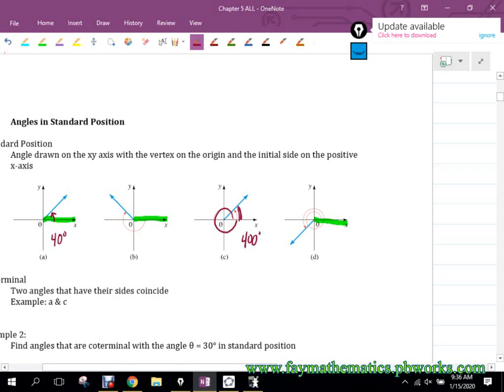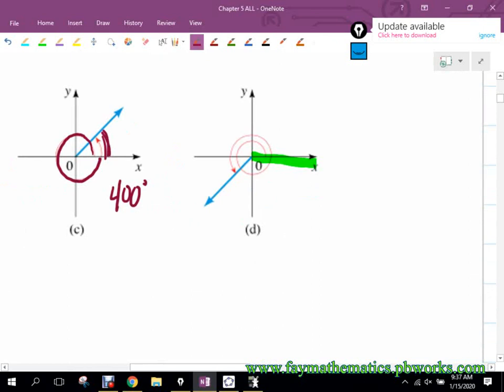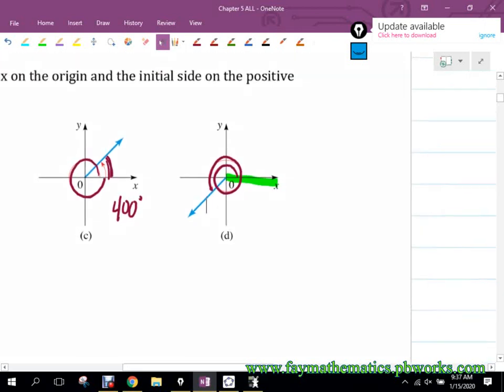Okay. So especially when we're showing rotations that are bigger than 360, we like to show those little curls or spirals here to show how many times we've actually revolved around the entire coordinate plane. Does that make sense? Okay. But that's standard position.